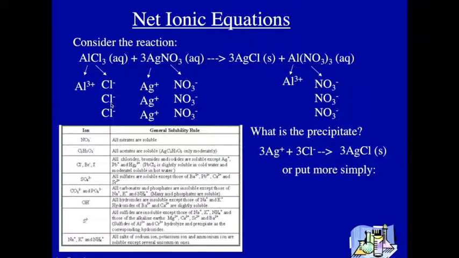Though we could simplify the net ionic equation, notice the ratio is 3 to 3 to 3. That's the same thing as 1 to 1 to 1. So 1 silver ion finds 1 chloride ion and becomes silver chloride. That is my net ionic equation.